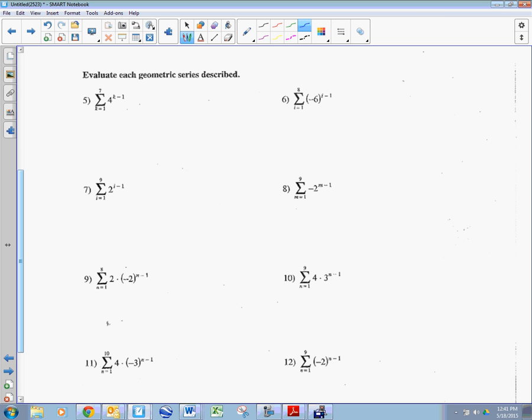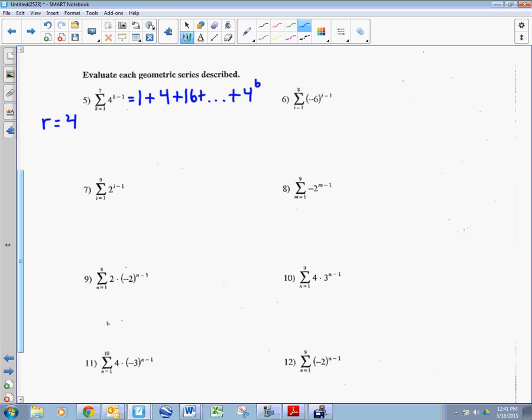1. What is 1 minus 1? 0. What is anything to the 0 power? 1. So when I plug in 1, I get 1. What should I plug in now? 2. 2 minus 1 is 1. 4 to the 1 is 4. Now I will plug in 3. 3 minus 1 is 2. 4 squared is 16 plus dot, dot, dot, plus, what would the last term be? 4 to the 6th power. So, what is your ratio? What is it going up by each time? 4. You're multiplying by 4 every time.